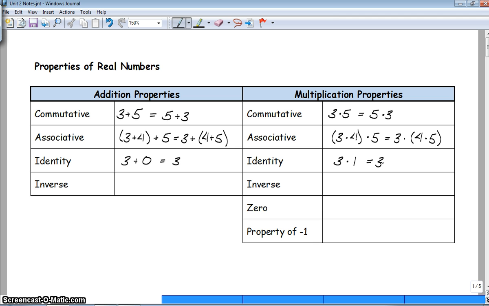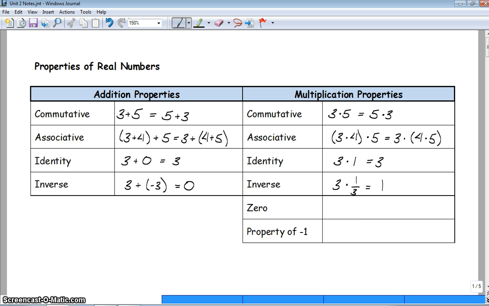Inverse property, in terms of addition, is whatever we can add or subtract to get us back to 0. So if I start off with 3, I'm going to add a negative 3 as the additive inverse to get back to 0. In terms of multiplication, I want to try to get it back to 1. So if I start with 3, I'm going to multiply by the multiplicative inverse, or 1/3, and then that equals 1. And that's it for properties of addition.